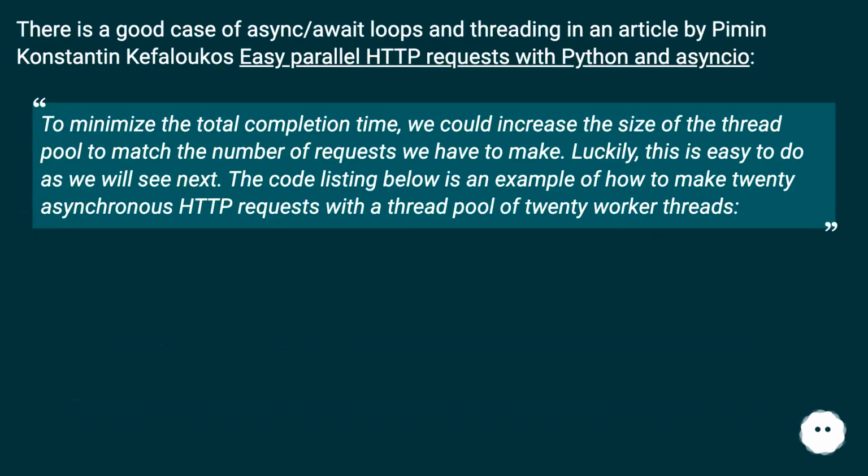There is a good case of async/await loops and threading in an article by Pim and Konstantin Kefalukos: Easy parallel HTTP requests with Python and Asyncio. To minimize the total completion time, we could increase the size of the thread pool to match the number of requests we have to make. Luckily, this is easy to do, as we will see next. The code listing below is an example of how to make 20 asynchronous HTTP requests with a thread pool of 20 worker threads.